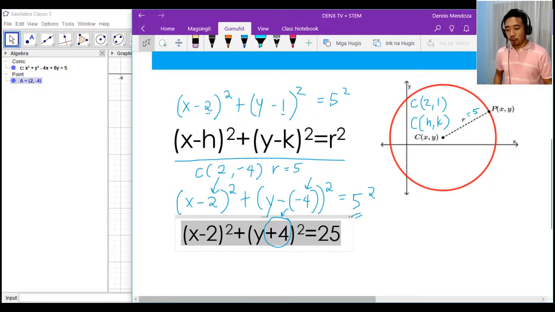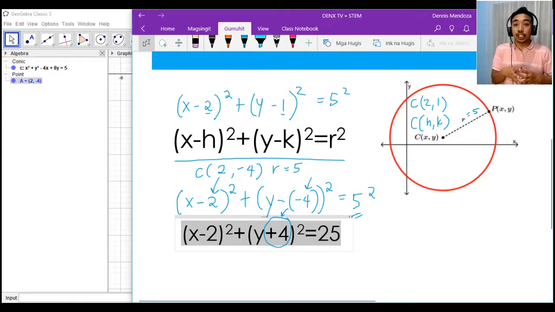Okay? So, hopefully, you could remember that HK is the center and just transform the numerical side, the right side of the equation, and the square root of the value on the right side, say for example 25, the square root of that value is our radius.